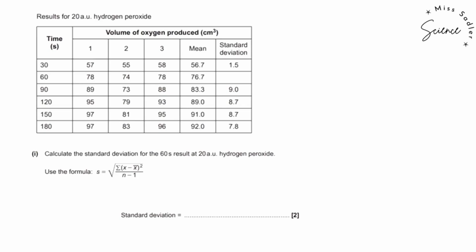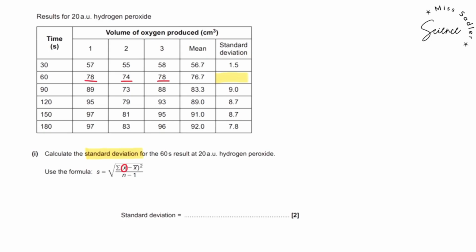So here is a question that is asking us to calculate standard deviation for the 60-second result in the table above. So that means we are looking at calculating the value for the table here. First thing we need to do then is look at the standard deviation formula, and we are going to be looking specifically at this x first, and that x is referring to each individual value. So at 60 seconds, each individual value we are looking at is 78, 74 and 78.